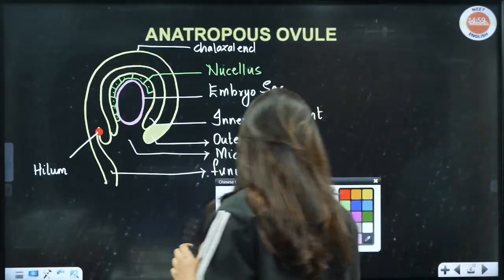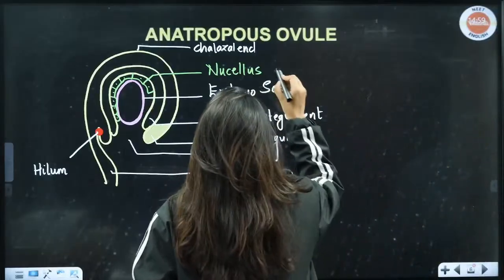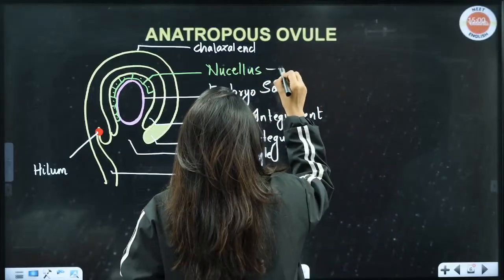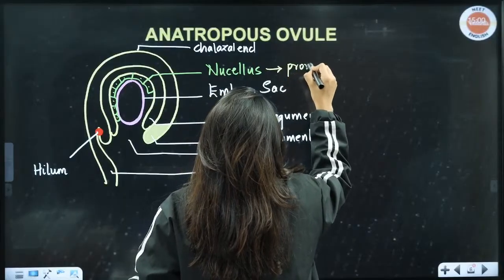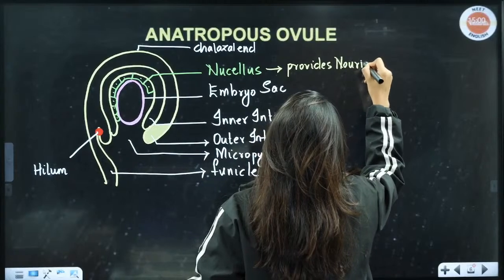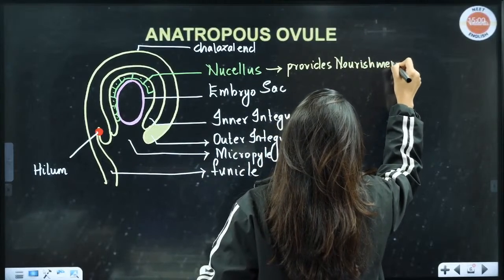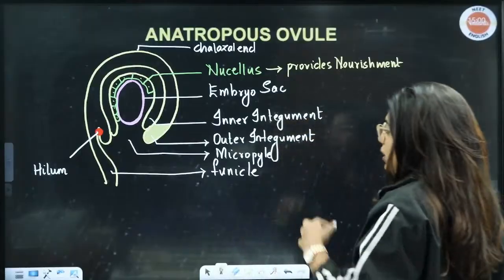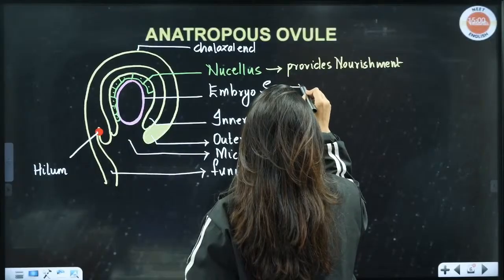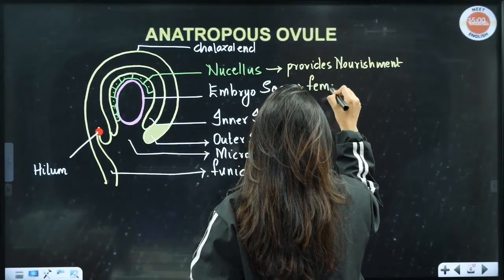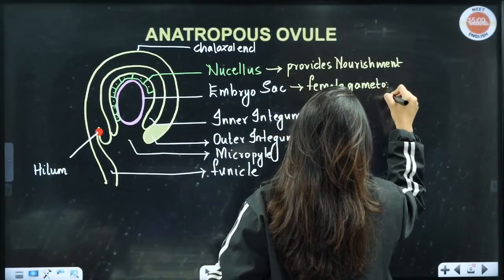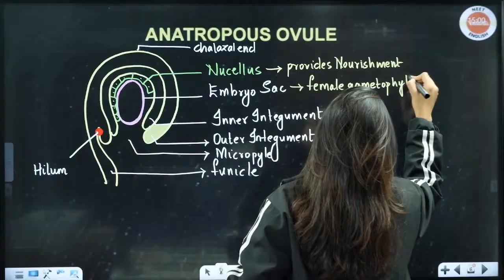Okay, listen to me carefully. So nucleus provides nourishment. Okay, everything we will write as the job. So nucleus provides nourishment for the growing embryo sac. Okay, now this is the embryo sac, where this embryo sac is going to act as the female gametophyte. Now how I told you pollen grain is the male gametophyte, this is going to be the female gametophyte. Okay, female gametophyte.